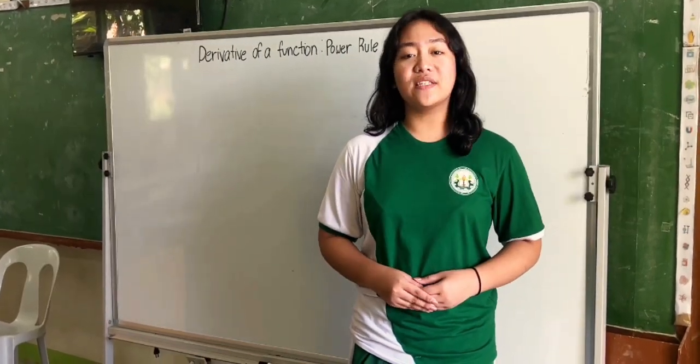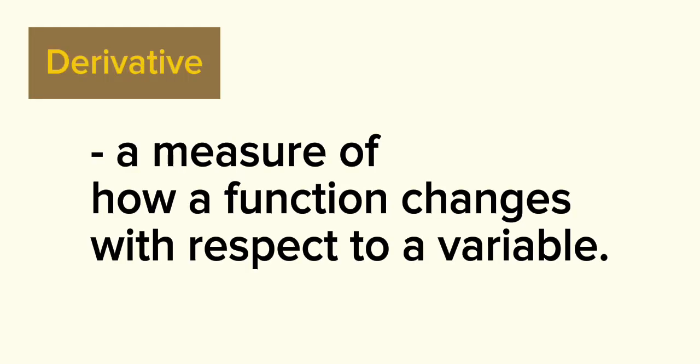Now, what is a derivative? A derivative is a measure of how a function changes with respect to a variable. In simple terms, it tells us the rate of change or the slope of a function at a specific point.